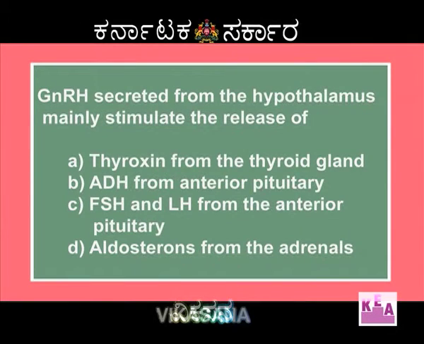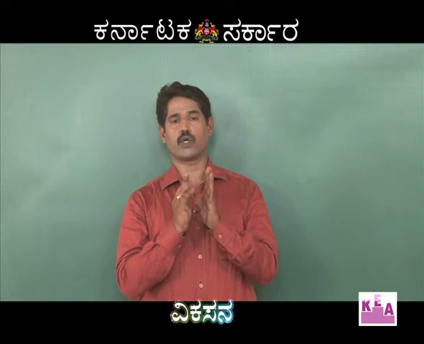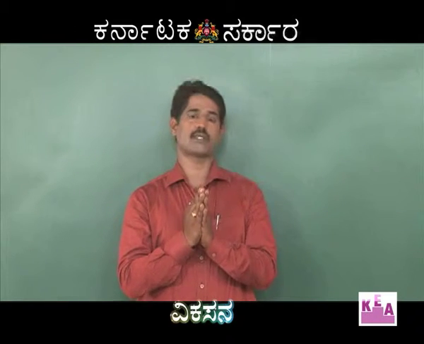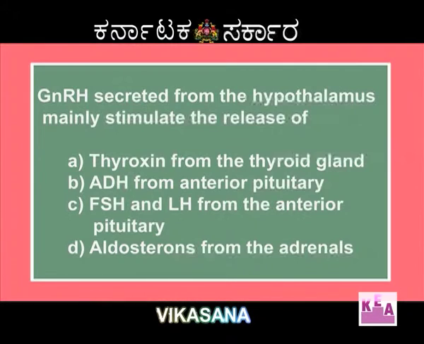So, if you look into option C, that is FSH and LH, as I said earlier, these hormones are mainly responsible for the growth and development as well as the gametogenesis process that takes place in the gonads. So, as a result, for this question the right option is C, that is FSH and LH from the anterior pituitary.